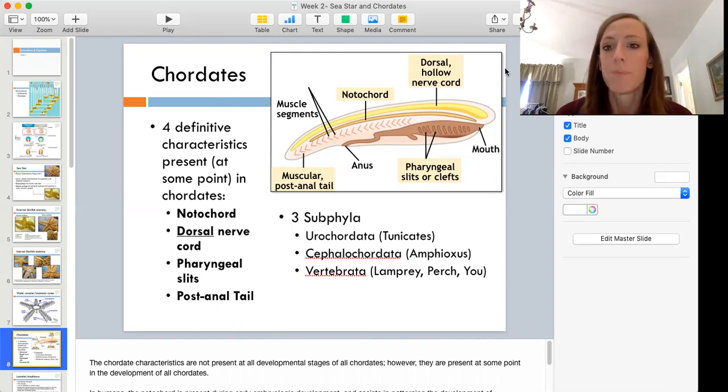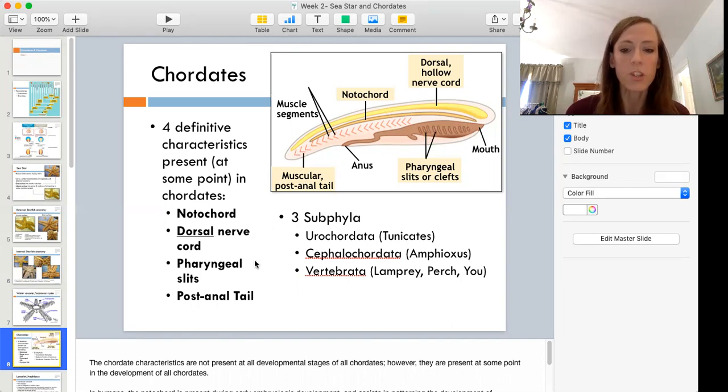So, dorsal hollow nerve cord here. Notochord is the support structure just ventral to the dorsal nerve cord. Then we've got the muscular postanal tail, so a muscular tail that extends past the anus. And then the pharyngeal slits or clefts.